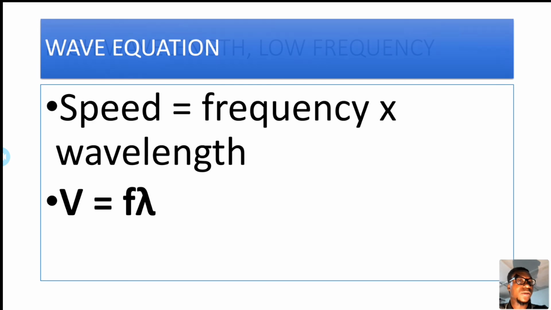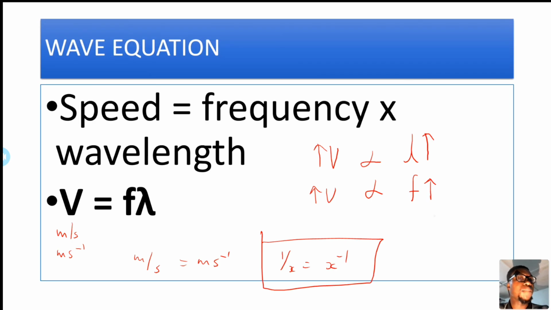That's a direct proportion. And you can always flip this, guys. If you make frequency the subject, that would be v over lambda, and that would also give you a new relationship between frequency and the speed. That means the higher the frequency, the higher the speed, and an inverse proportion with the wavelength. The higher the frequency, the lower the wavelength.